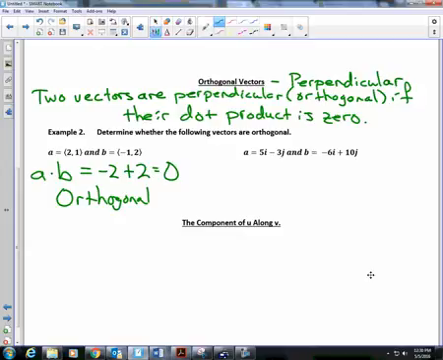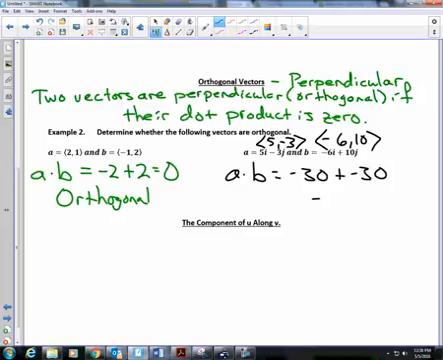All right. We have A is (5, -3), then we got B is (-6, 10). So if I want to determine if they're orthogonal, I'll do A times B, which is equal to -30 plus a -30, which is -60. So no, they are not orthogonal.